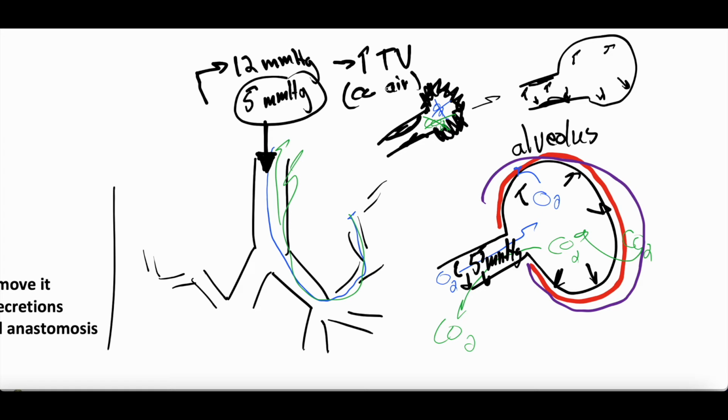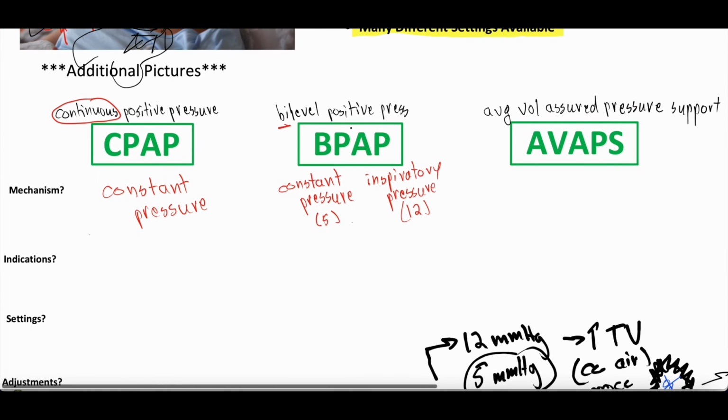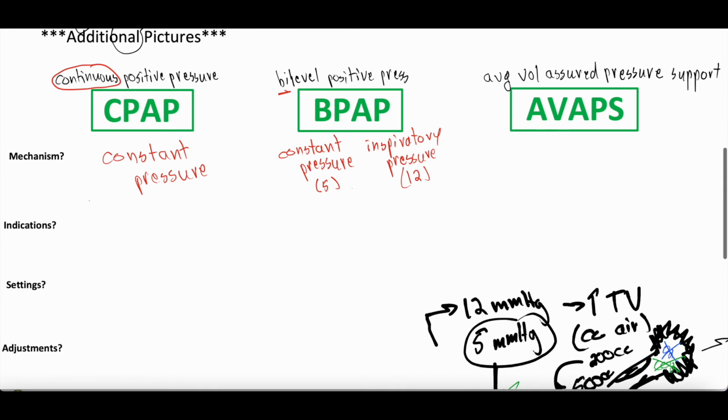Let's say you're weak, and with every breath without this pressure, you only take in 200 cc's of air. But then you go on BiPAP, and every time you take a breath, you get 12 more millimeters of mercury of pressure. That might increase this to 500 cc's of air with each breath, right? Because you're getting that pressure-assisted breath. So that's CPAP, continuous positive pressure ventilation, BiPAP, bilevel positive pressure ventilation. So you have a constant pressure and an inspiratory pressure.